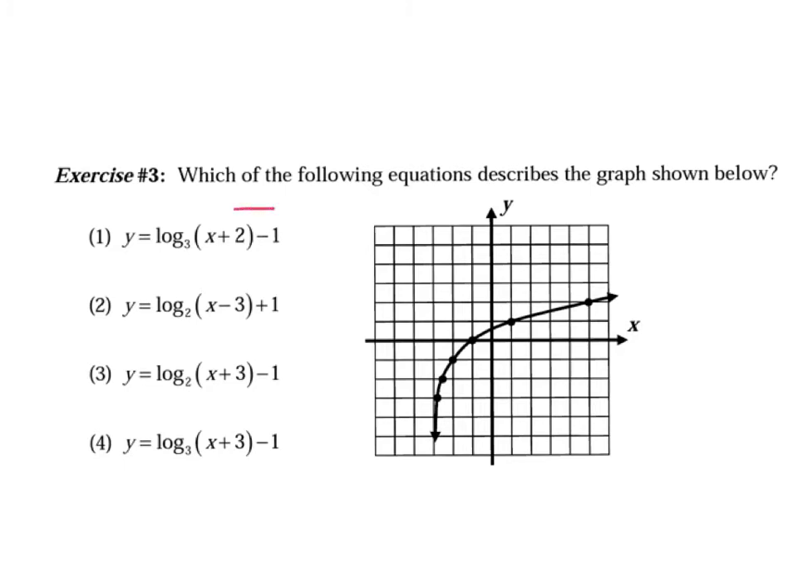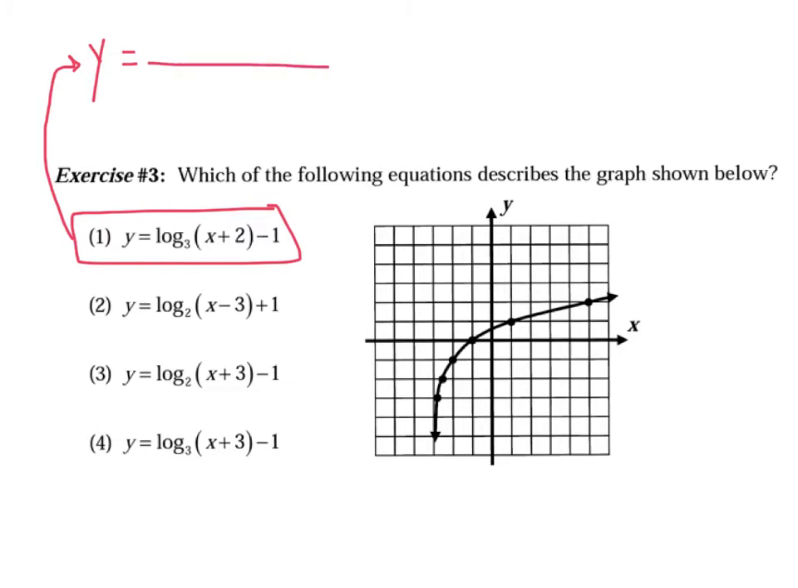So what I'm going to do is take this first equation and rewrite it up here using the change of base rule. And here's how it would look. I would say the log of the quantity x plus 2 divided by the log of 3, and both of those logs are of course base 10, and then you do have the minus 1 at the end.